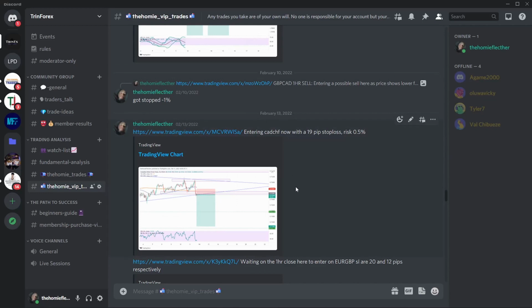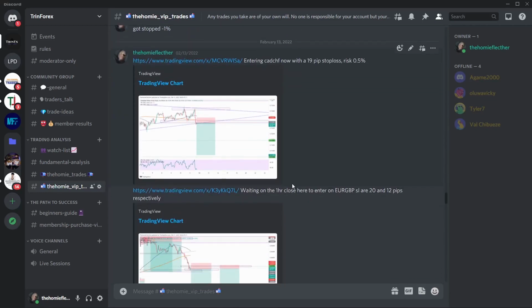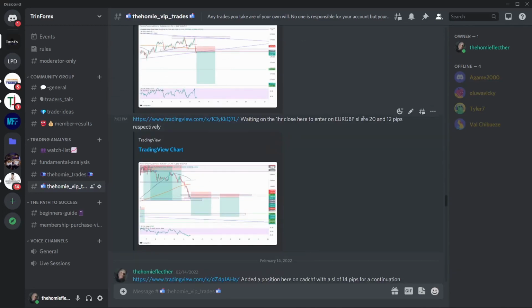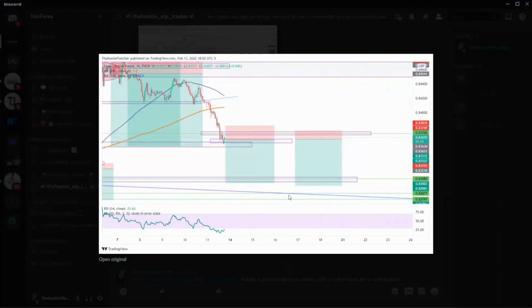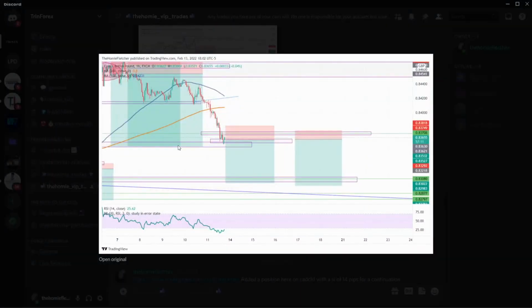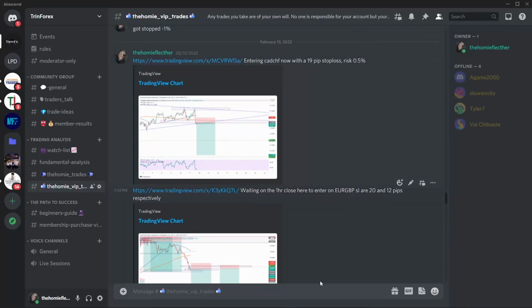All right, guys. So first trade that we did, we entered with CAD CHF, and the other one, we were waiting for a better entry on Euro GBP, the stop loss and profit target shown here, right, which was around 20 pips and 12 pips respectively, right? First one being 20 pips, the other being the 12 pips. And that was the first set of trades that we were looking at.